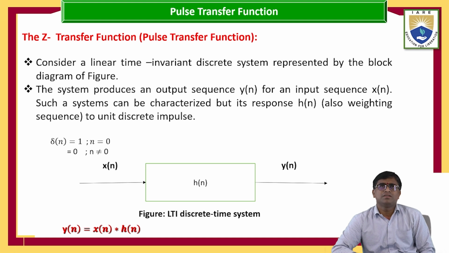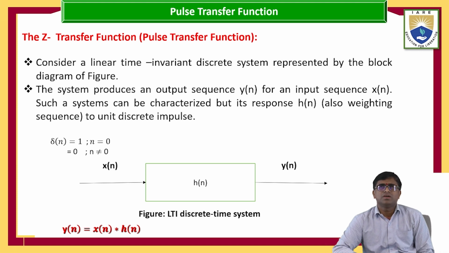Now, first of all, what is the Z transform in the case of the pulse transfer function? Here I am considering a linear time invariant system, which is also a discrete time system. I am representing it in a block diagram: an LTI discrete time system, where the input is x of n, the output is y of n, and the system response is h of n.